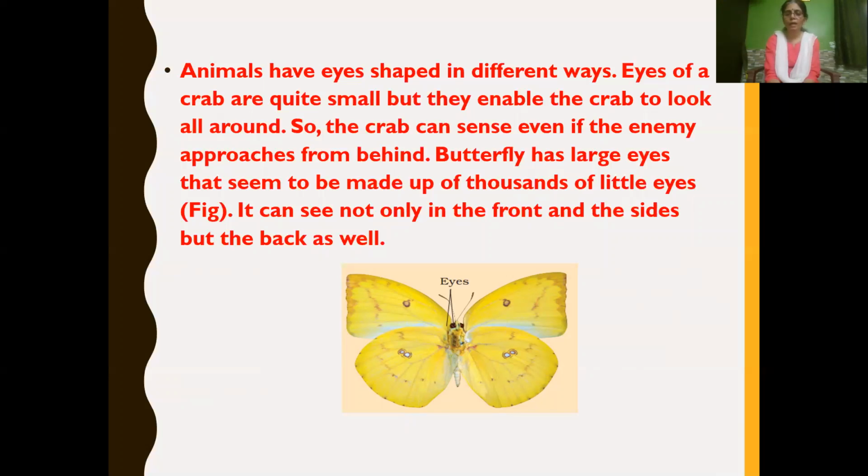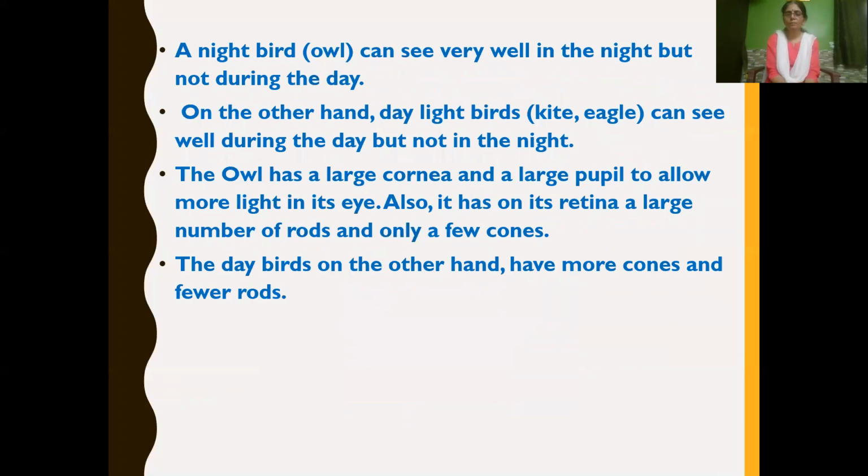You can see that in the picture, and it can see not only in the front and the side, but the back as well. And next, the night bird, that is the owl, can see very well in the night, but not during the day. On the other hand, some day birds like kite and eagle can see well during the day, but not in the night. What is the reason behind it?